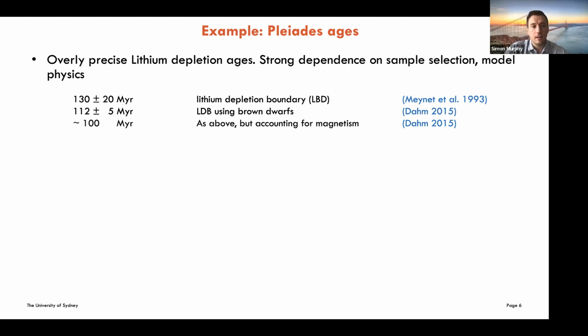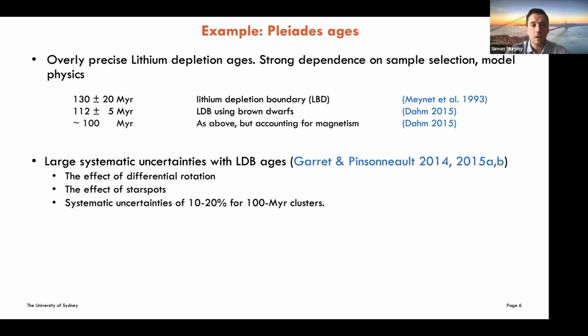And so you start to see that there is substantial systematic uncertainty in the way that we are determining stellar ages. And that was investigated in a series of 3 papers by Garrett and Pinsonneau. They looked at, for instance, the effect of differential rotation and how you treat that. The way that you treat star spots also matters, and the ages at which star spots either become developed or become detectable depending on how much of the star you can see in its early evolution. And their conclusion was that you get systematic uncertainties of 10 to 20% for 100 megayear old clusters.